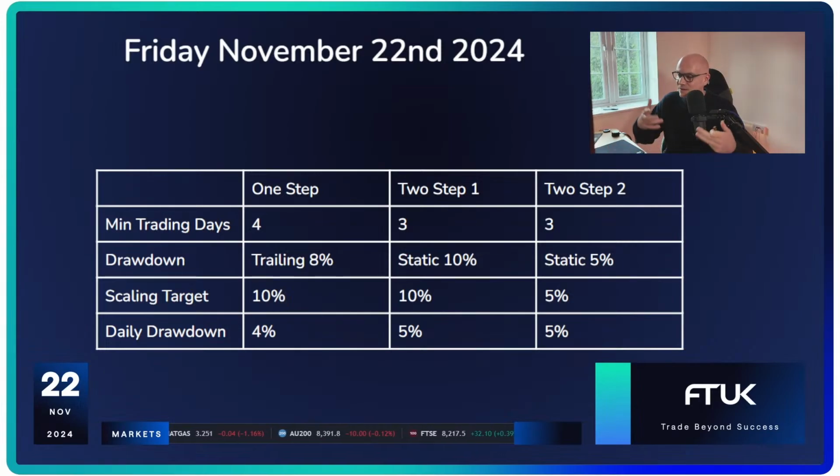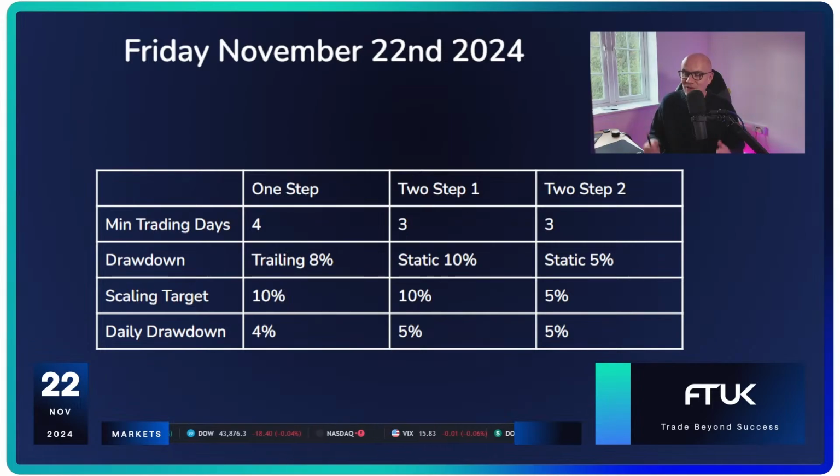Scaling target, again, similar type of thing. With the one step, at FTUK, it's a 10%. That's where we require people to get to, and that is a very, very similar test to the first component of the two step, but that again changes in the verification level. It doesn't need to be as aggressive because it is just a check.